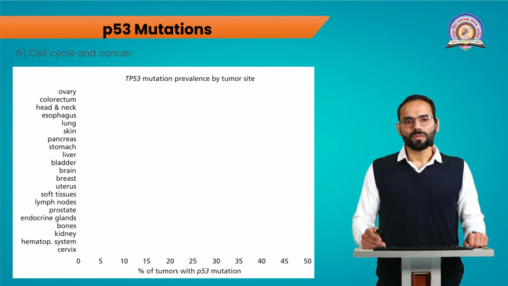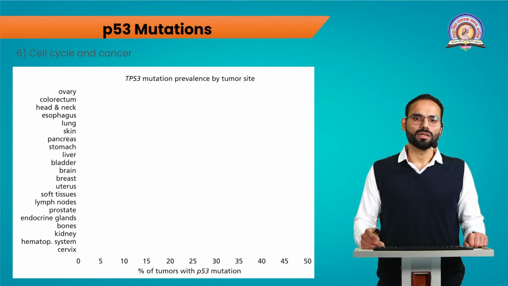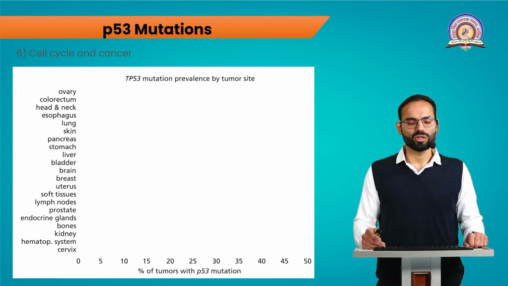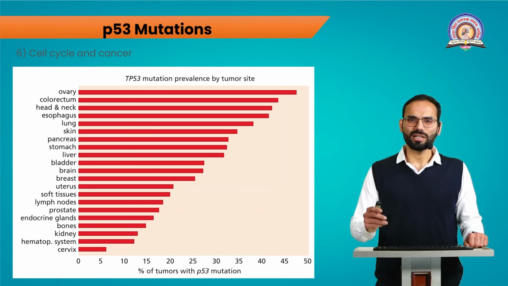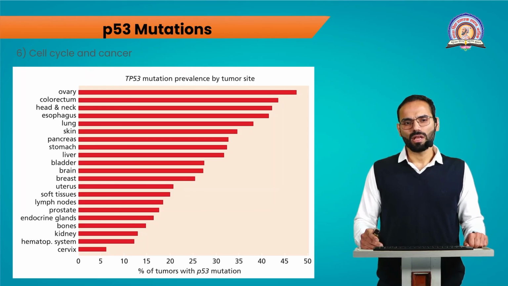So this is the sample which is taken from a lot of tumor patients, with a wide variety of tumors. These include ovary, colorectum, head and neck cancers, and different types of cancer, as you can see here on the y-axis. And the x-axis represents the percentage of tumors with a change in the p53 sequence, that is p53 mutations. And what we can see here is that the majority of the cancers have accumulated this p53 mutation.